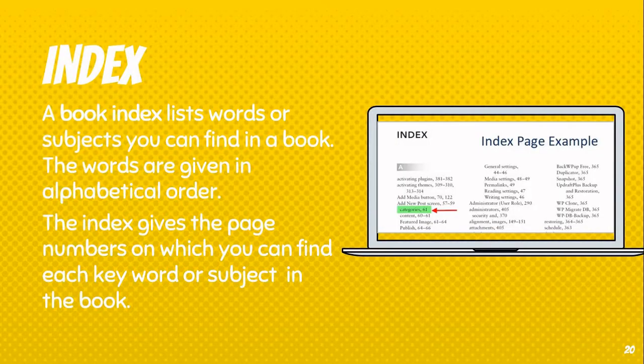The second one is the index. A book index lists words or subjects you can find in a book, and the words are given in alphabetical order, and the index gives the page numbers on which you can find each keyword or subject in the book. And this is very useful for finding information when you skim or scan. The sample is given here as a picture, and you can use them to find whatever information you want in the book before even you start reading that text.